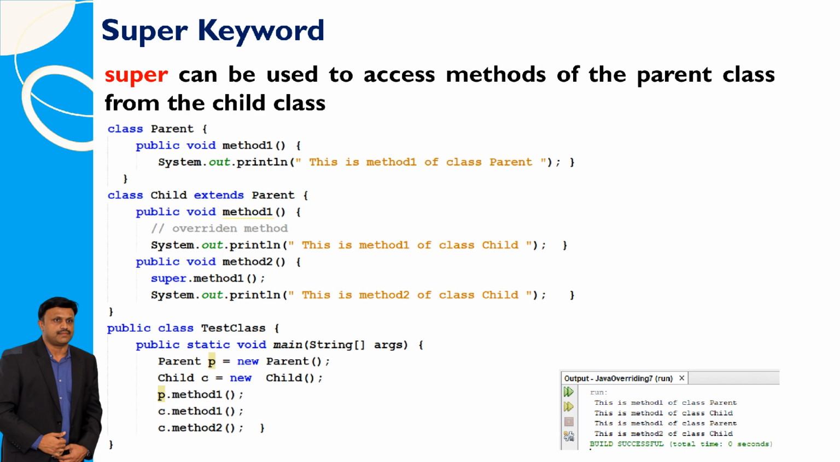The child class extends parent, overrides method 1, and introduces a new method 2 that calls the parent's method 1 before printing its own message. The test class runs the code to show how methods from both classes are invoked and how super can be used to access the parent class's method.